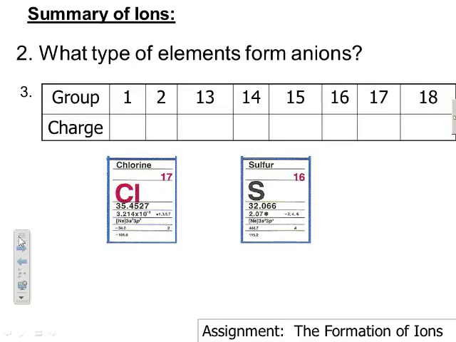And now what we're doing here, and this is kind of important, is this last question down in here about what the charges are. This puts everything together as we move across the table. So this can either go back into your notes, or that can go on the bottom of your ions sheet. I don't care where you put it.